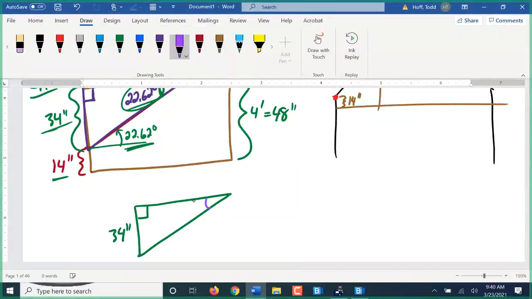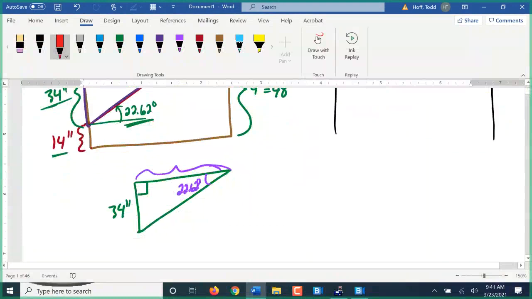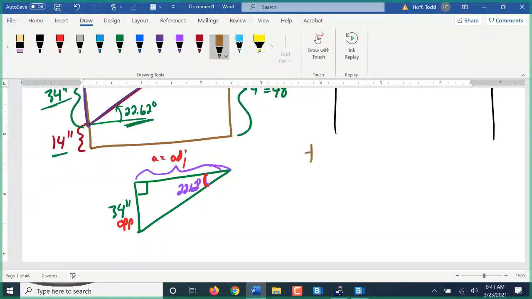This angle over here was 22.62. To locate this point here, what I really need to know is the length of this side. Well, here the 34 would be, according to the 22.62 degree angle, the opposite side. This missing side here is the adjacent side. I'll call that side A for now. We have opposite and adjacent, which once again is tangent. Tangent of an angle is the length of the opposite side over the length of the adjacent side.